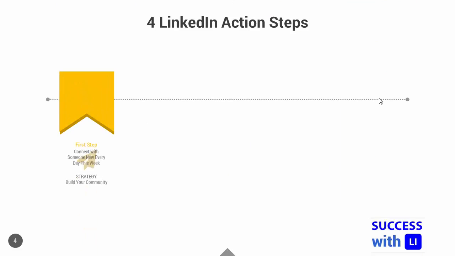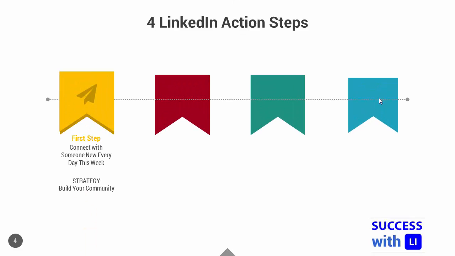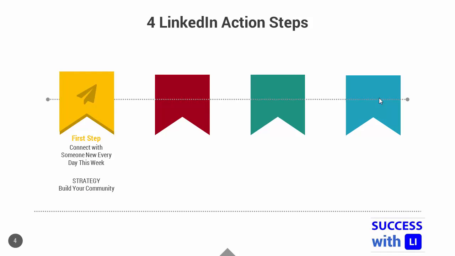So there's 4 LinkedIn action steps that I want you to take over the next 7 days. It shouldn't take you more than 10 to 15 minutes, and it'll get you going on LinkedIn, get you started with prospecting. So the first step is that I want you to connect with someone new every day this week, at least one person. If you have time, you can do more, but try to do at least one person every day this week. So this supports our strategy of building your community.